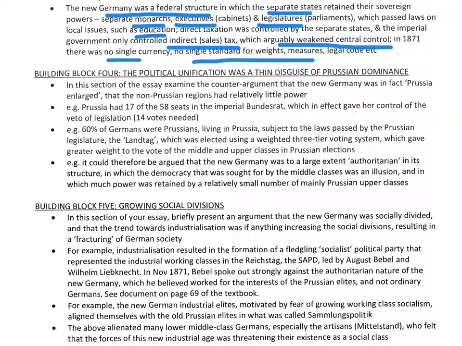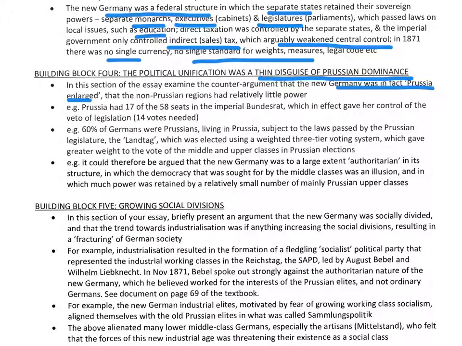Okay, moving on to building block 4. Again, you may want to pause. So the political unification was the thin disguise of Prussian dominance. So again, what you're doing here is you're turning the argument around. You can say, well, in the first part of the answer, you said that Prussian dominance stamped a mark of strong central control, which you could argue was unification, but you could also turn it around and say, well, if that created resentment amongst non-Prussians, then there's division. So you're arguing that counter-argument here, that the new Germany was in fact Prussia enlarged.